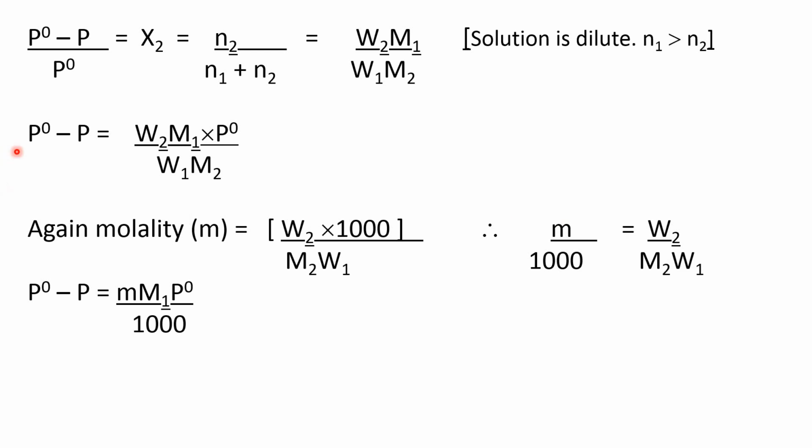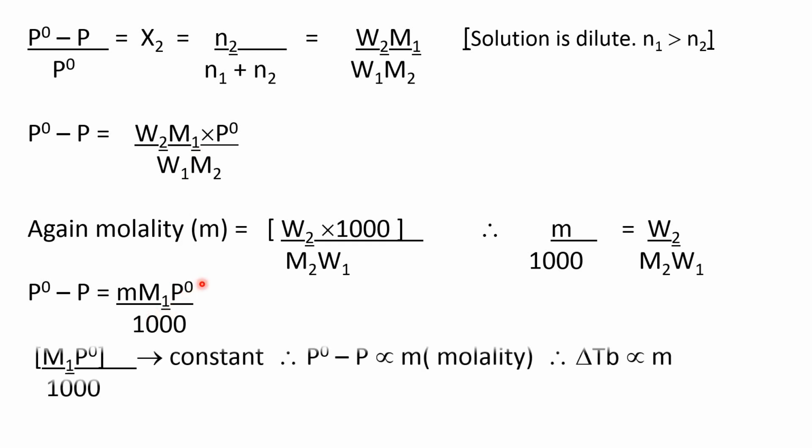Then in the equation for P0 minus P, in place of W2 divided by W1 M2, I can write m by 1000, and the remaining terms are the same: M1, the molecular weight of the solvent, and P0. Now this part, M1 P0 by 1000, is a constant. So therefore, what can we say? P0 minus P is proportional to the molality of the solution.